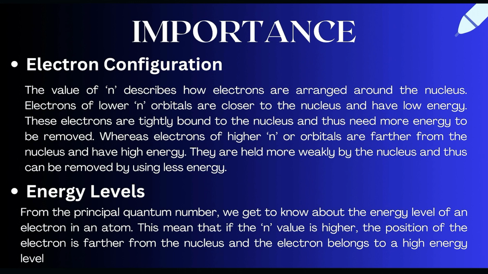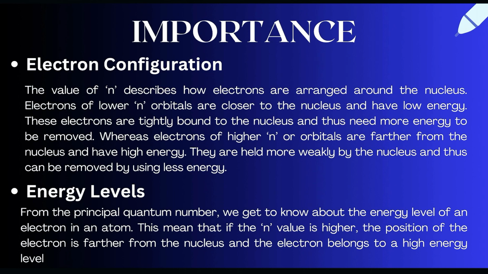So the electrons of lower n orbitals are closer to the nucleus and have low energy. So these electrons are tightly bound to the nucleus and thus need more energy to be removed. Whereas the electrons of higher n orbitals, they are further from the nucleus, they have high energy and they are weakly bound to the nucleus and need less energy to be removed.